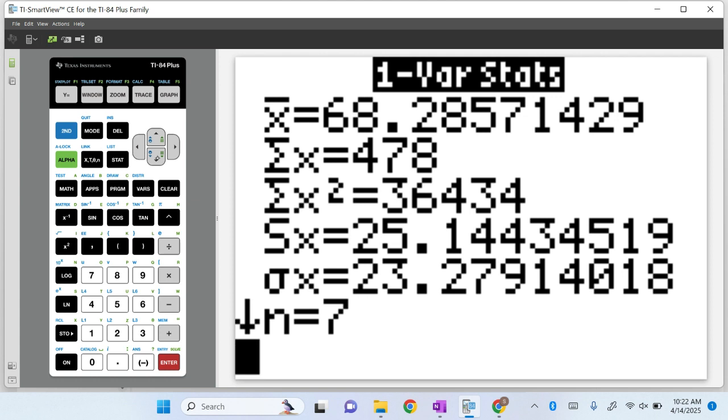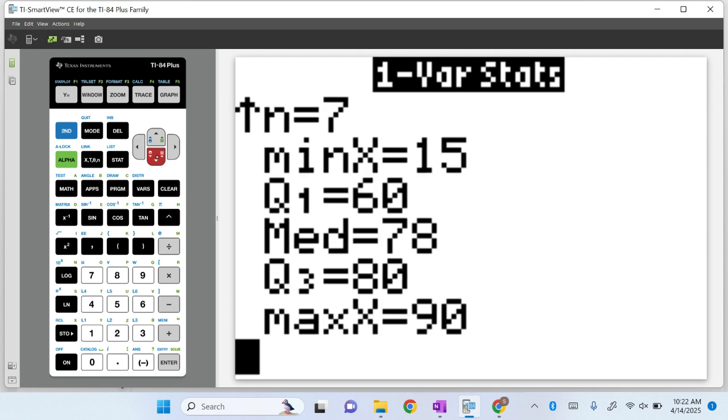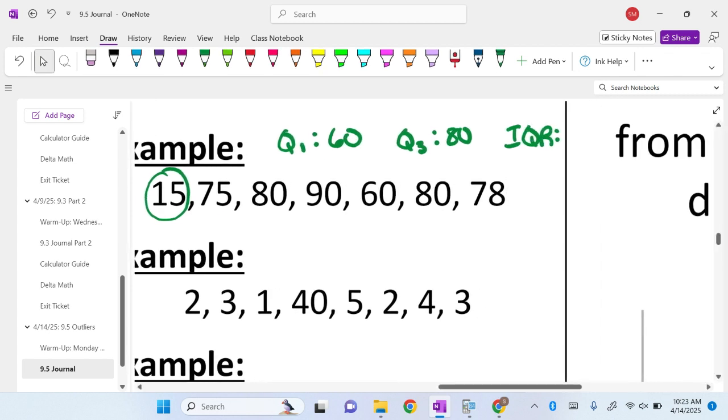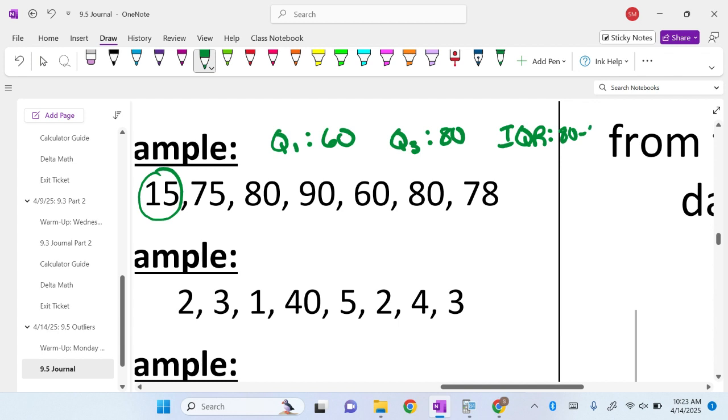And remember, your 5-number summary would be at the very bottom, so scroll all the way down using your down arrow key. And just like that, we have our Q3 and our Q1. We don't need to find it. All right? So your Q1 is 60. Your Q3 is 80. So what would your IQR be? 20, because 80 minus 60 is 20. So your IQR is 20.